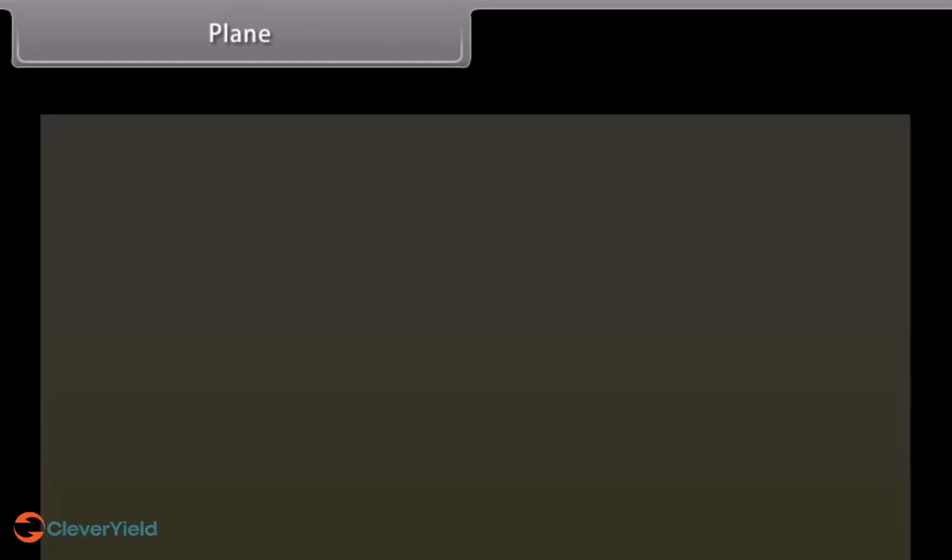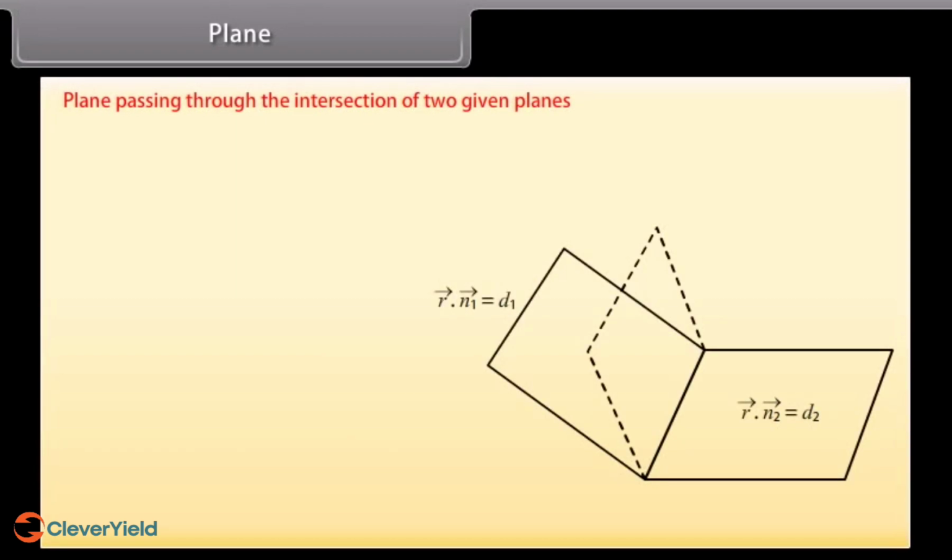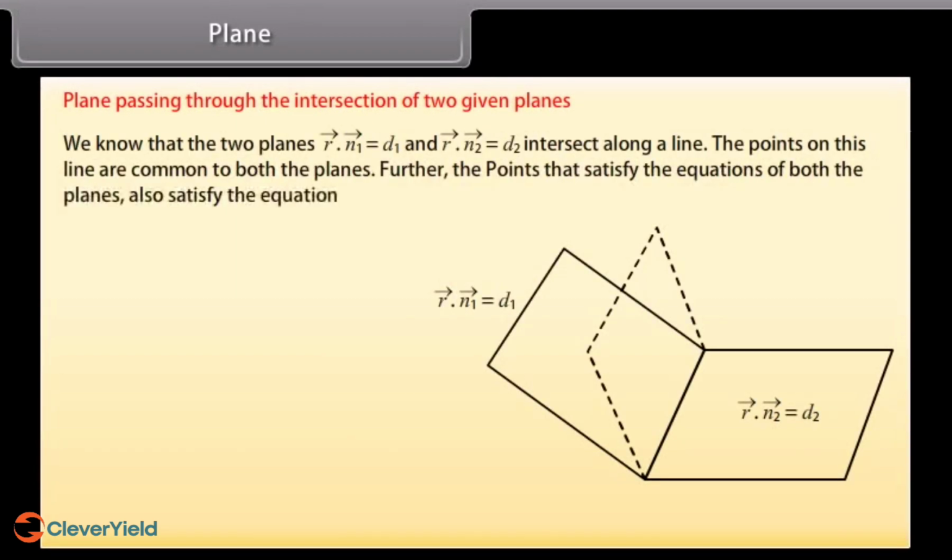Plane. Plane passing through the intersection of two given planes. We know that the two planes, dot product of vector r and vector n1 equals d1 and dot product of vector r and vector n2 equals d2, intersect along a line. The points on this line are common to both the planes. Further, the points that satisfy the equations of both the planes also satisfy the equation dot product of vector r and vector n1 plus lambda n2 equals d1 plus lambda d2, where lambda belongs to R.